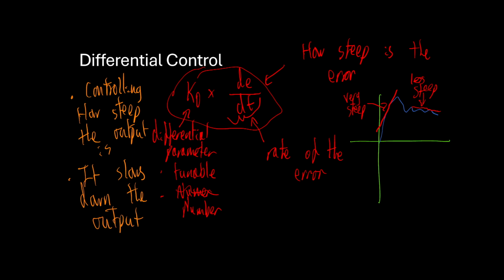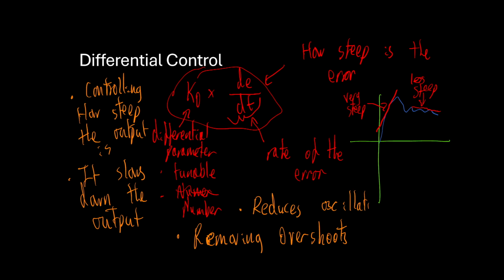And this is very important because if your system is rising very, very fast, like it's overshooting, differential control will do its best to slow it down. It's good for removing overshoot. And it's also good at reducing oscillations. So from all of this, what we understand with differential control is it smooths down the signal. The main point to understand with differential control: it smooths down the signal.